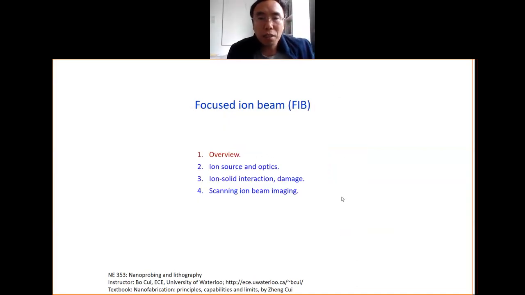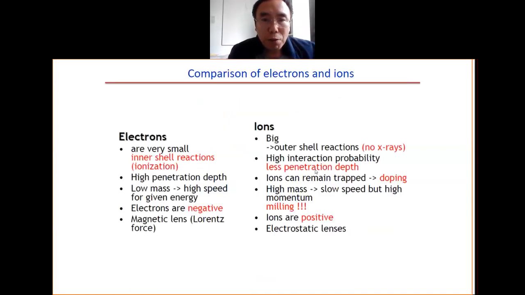So now let's look at the next topic, a focused ion beam. First, we compare electron and ion beam. For the electron, we know they are very small, and they can penetrate into the atom and kick out inner shell electrons. For the ions, it is very big, and it cannot kick out inner shell electrons. As a result, it will not generate X-ray.